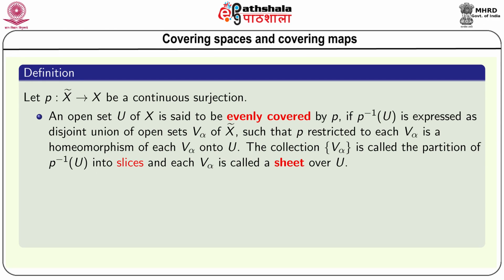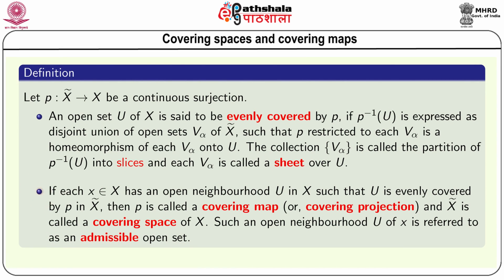Now, we begin with the definition of covering projection, and then we will cite some examples of covering projection. We define an evenly covered open set. Suppose P is a continuous surjection. An open set U of X is called evenly covered by P if P inverse U is expressed as a disjoint union of open sets V alpha of X tilde such that P restricted to each V alpha is a homeomorphism of each V alpha onto U. Now, this collection V alpha of open sets in X tilde is called the partition of P inverse U into slices, and each V alpha is called a sheet over U.